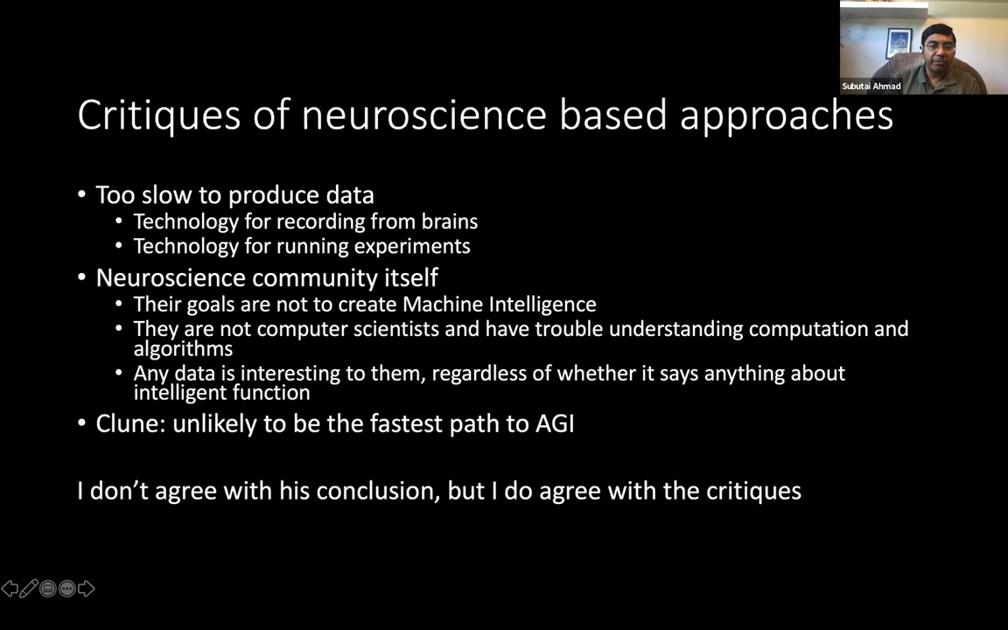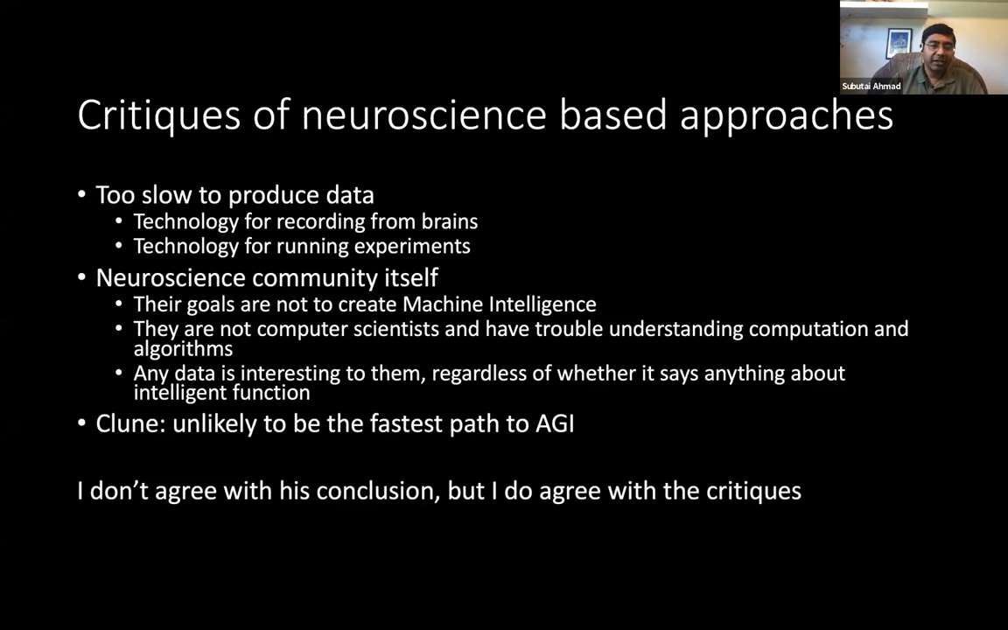And the third bullet is sort of an outcome of that, is that any data is interesting to them, regardless of whether it says anything about intelligent function. And we see this over and over again in these experiments: you make the tiniest tweak, you have experiments on experiments on experiments that just uncover new detailed data about how some piece of the system works, with no theoretical framework whatsoever. It's just something new, and that's why it's interesting. This makes it really hard for us to go through papers and communicate with this community and get the data that we need. So I think this is a valid source of friction that we face.